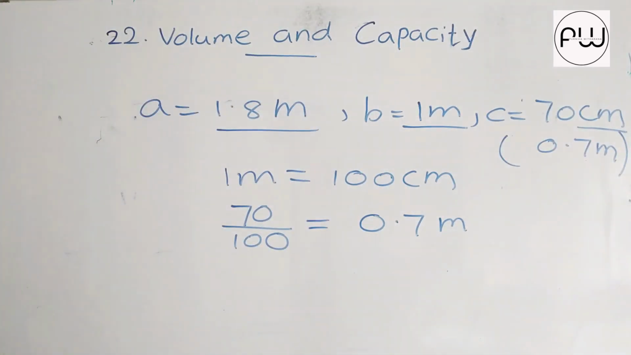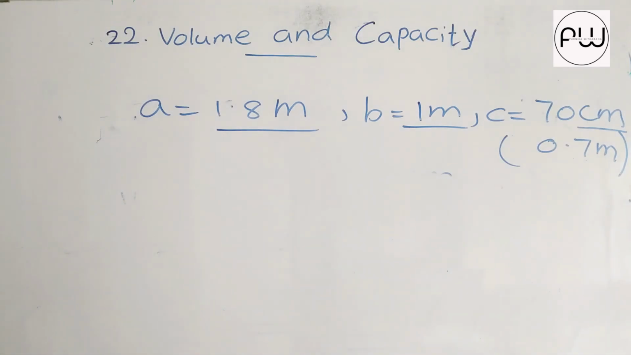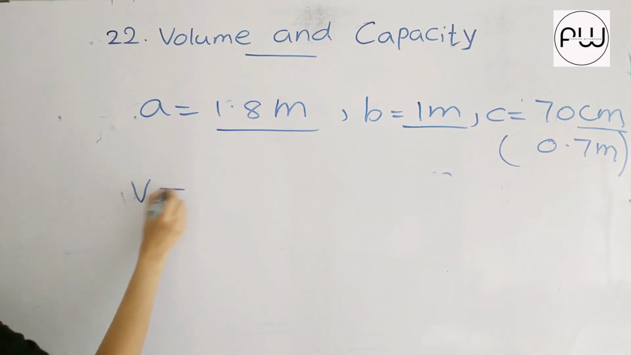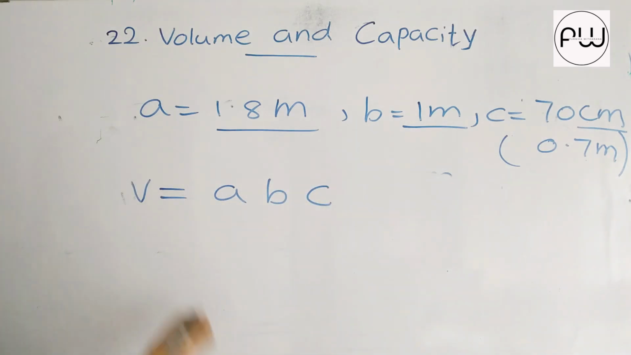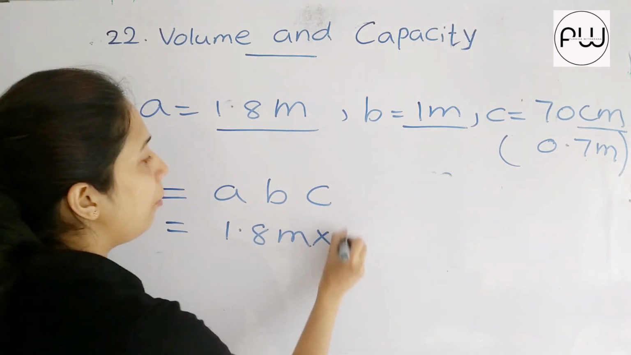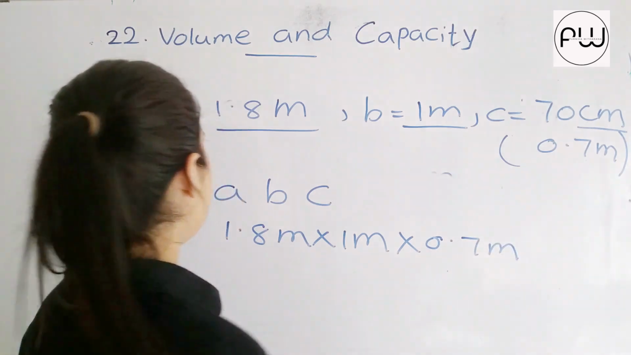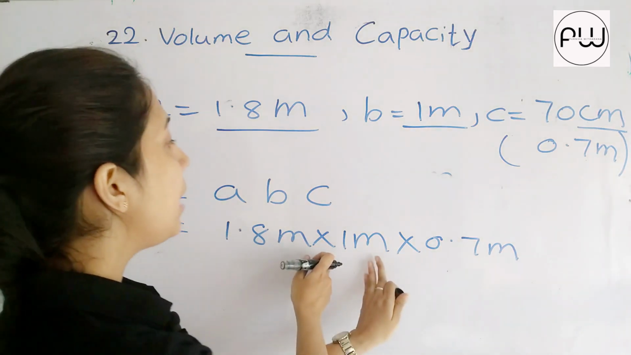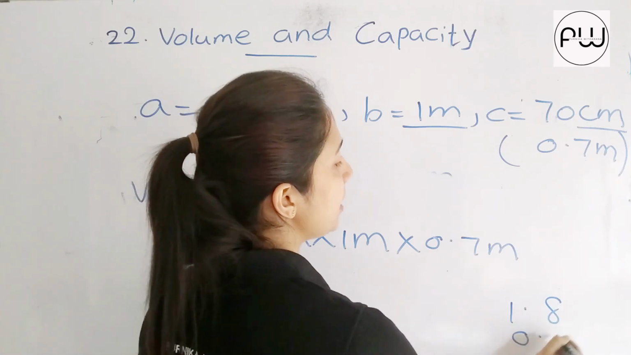Okay, now we can find the volume of this cuboid. We have converted all the dimensions into one unit. So now our formula is volume equals ABC. V equals ABC. A is 1.8 meters, B equals 1 meter and height equals 0.7 meters. Now let's multiply. 1.8 times 1 is again 1.8, and 1.8 times 0.7. I am multiplying here 1.8 times 0.7.